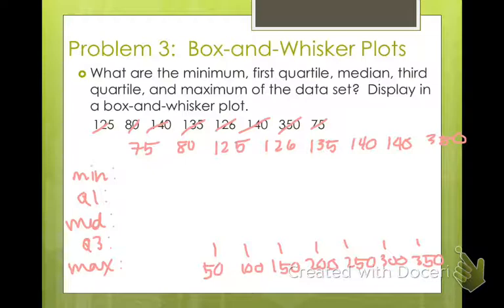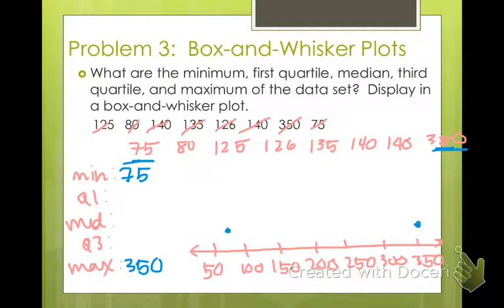There we go. Okay, so here's our number line that we're going to use in order to put our box and whisker plot on. So once we have the information, it gets really easy to fill it in. So first thing we're going to do is find our minimum. That's our smallest number, which we've already written them in order, so it's 75. Maximum is our biggest number, which is 350. Okay, so I'm going to put dots at 75 and 350. These are the ends of my box and whisker plot.